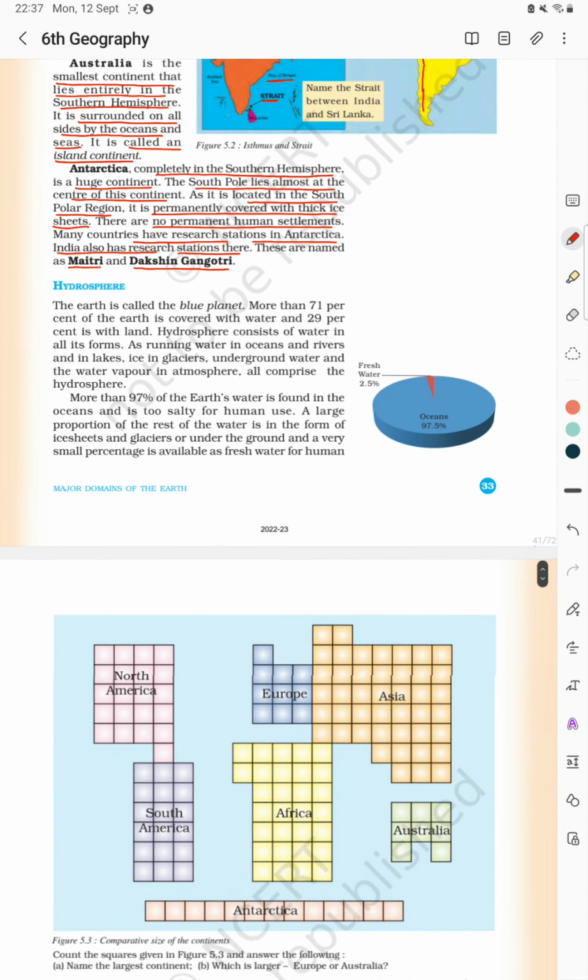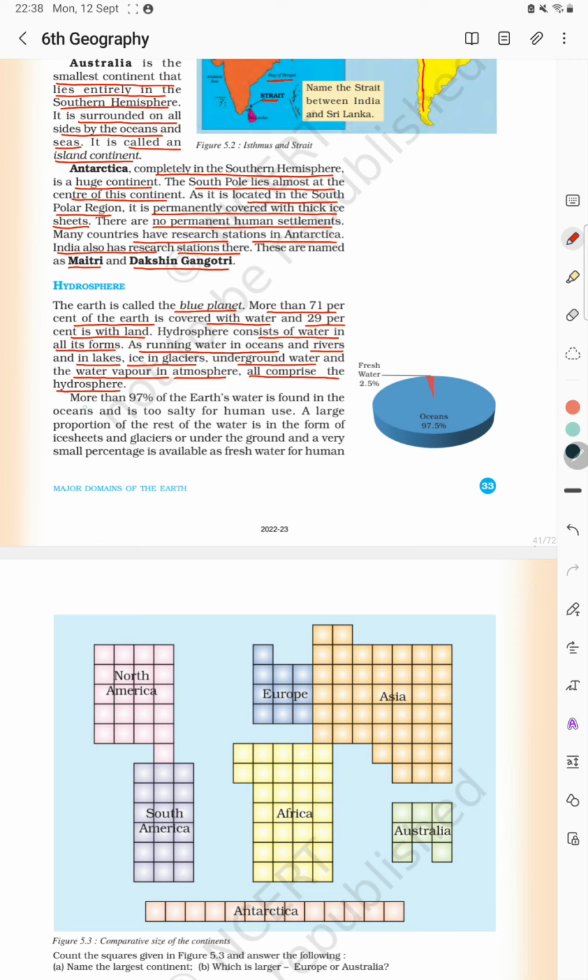Next is the hydrosphere. The earth is called the blue planet because more than 71% of the earth is covered with water and 29% is land. The hydrosphere consists of water in all its forms: running water in oceans and rivers, lakes, ice in glaciers, underground water, and the water vapor in the atmosphere. All comprise the hydrosphere.